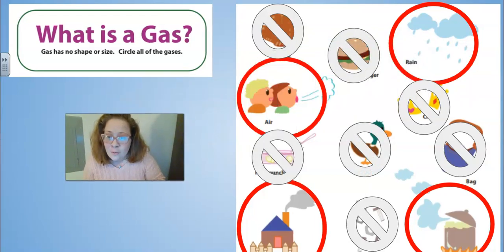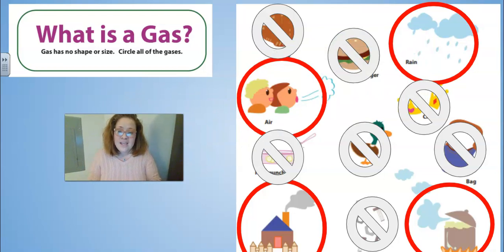So now we have some great examples of different gases. We have air, rain, smoke, and steam. Great job completing your gas exercise.